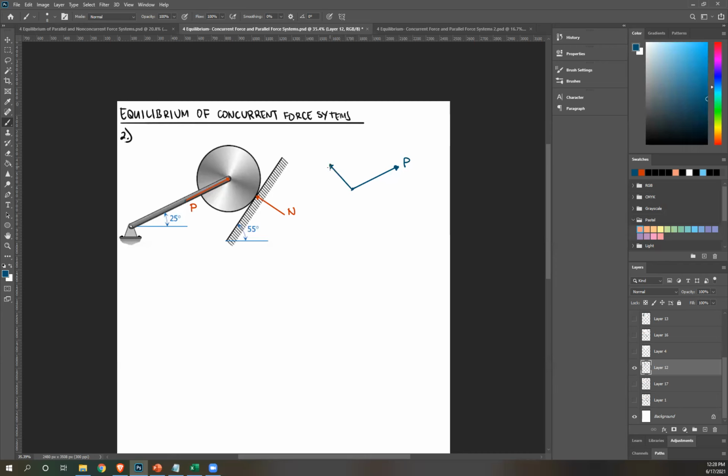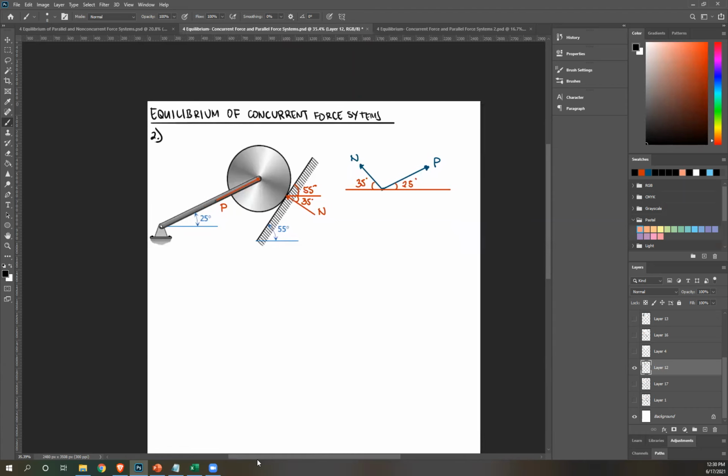And that 35 is actually here. This is your 35. And remember, opposite angles are equal. If this is 35, this is also 35. So this is 35 degrees. So now you have your free body diagram. You can start creating your equations.